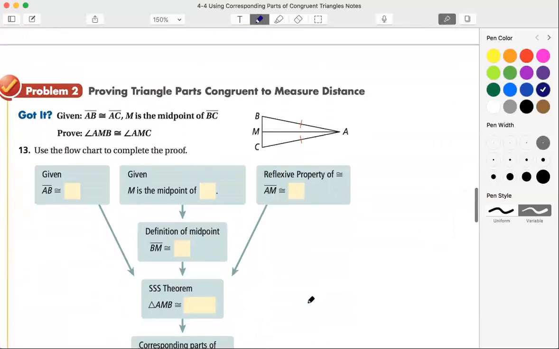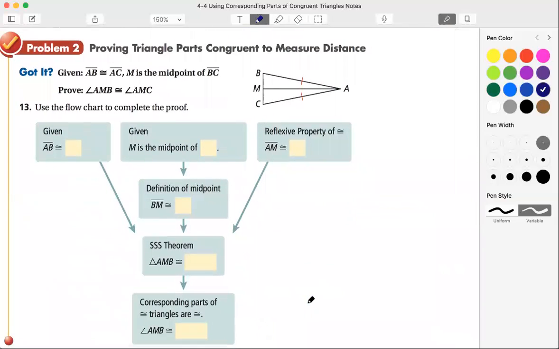Here's another proof. This is a flow proof. So if I'm given that AB is congruent to AC, and I know that M is the midpoint of BC, then by definition of midpoints, I'm going to be able to prove those are congruent. And by reflexivity, I think I could prove these are congruent. So I have SSS case here. And that's going to show me I have two congruent triangles. Therefore, I can easily prove that angle AMB, this angle here, needs to be congruent to that angle there.